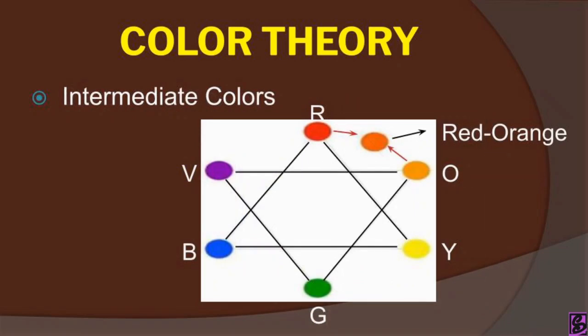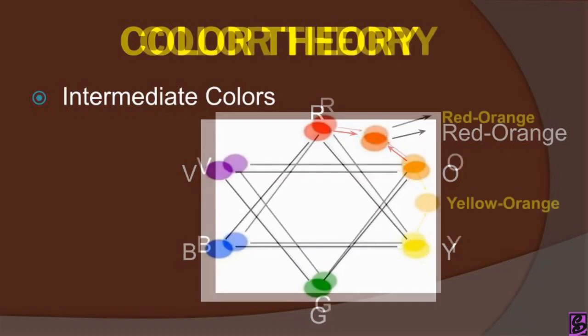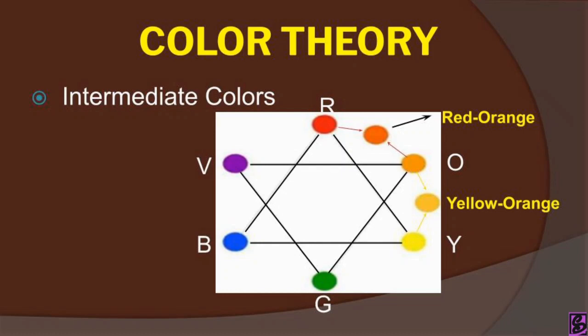Now let's discuss intermediate colors. Intermediate colors are those colors which are produced by the combination of a primary color and an adjacent secondary color, that is one primary color plus one secondary color. Like here, red-orange is an intermediate color with the combination of red and orange. The next intermediate color is yellow-orange, with the combination of primary yellow and secondary orange.